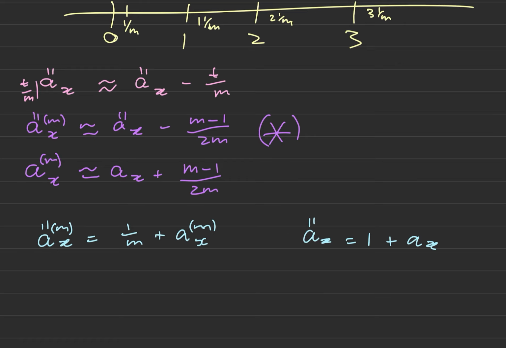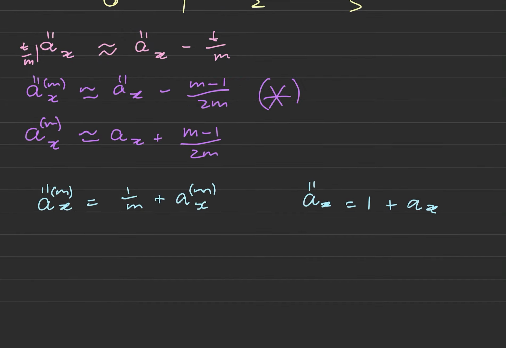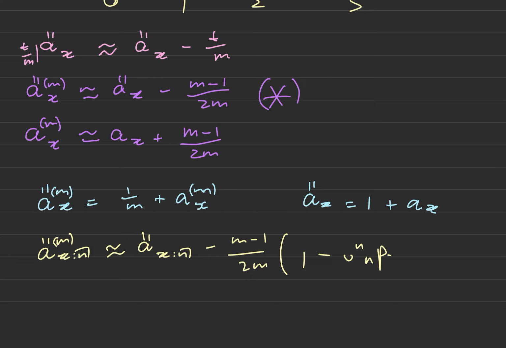Then the last thing that's important is a-x:n-bar. So this is a term annuity for n years that is payable m-thly. Even though this is payable m-thly, and let's say m is 12, so this is payable monthly, don't think that this is the number of months. This is still the number of years. And this approximately equals a-x:n-bar minus (m minus 1) over 2m into (1 minus v^n times n-p-x).